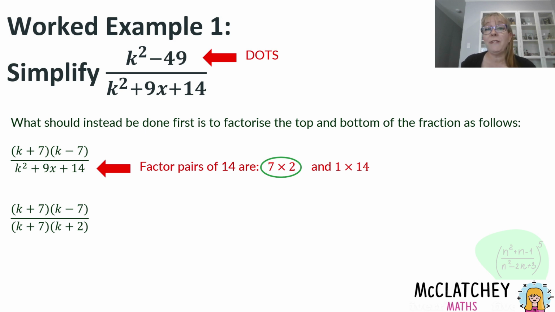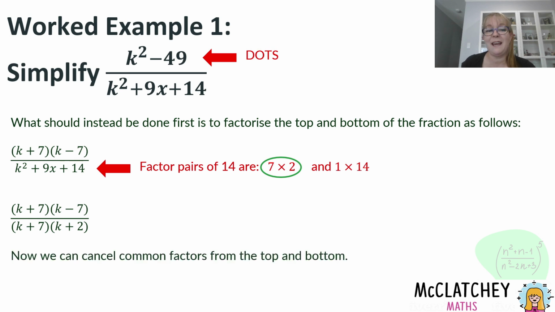Now, I've got a common factor, top and bottom, which is k plus 7. I can actually cancel those factors now. Okay, so I'm going to cancel those. This is different to the earlier cancelling because we've got addition and subtraction there, whereas here we've got multiplication. So that makes it okay. So now I've done that, my final answer is going to be k minus 7 divided by k plus 2.